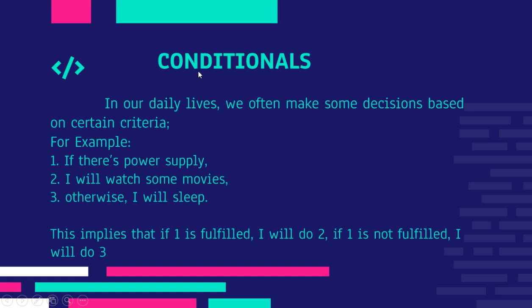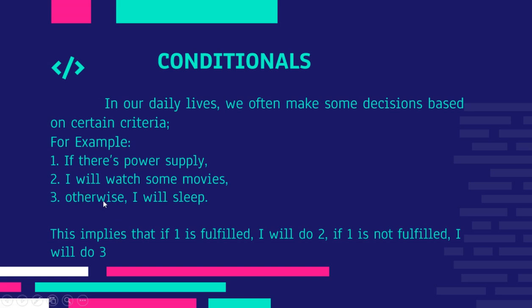Now, conditionals. In our daily lives, we usually make some decisions based on certain circumstances, criteria. For example, I could say that if there's power supply, I will watch some movies. Otherwise, I will sleep. What does this imply? This means that if condition 1 is fulfilled, that is, if there's power supply, then I will do statement 2, which is watch some movies.